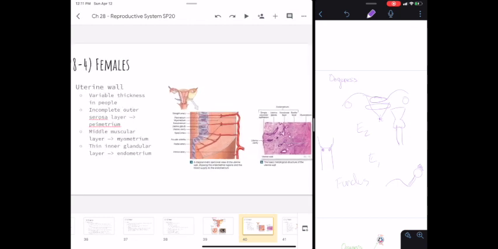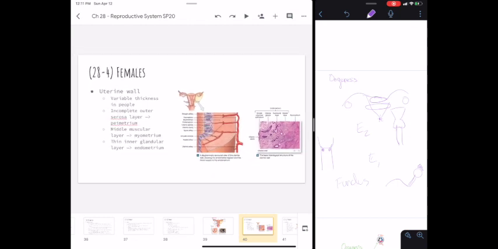All right, so uterine wall, let's talk about the importance of the uterine wall. It has variable thickness in people, and this can make a difference in how easy or how feasible it is to have a vaginal delivery. You have an incomplete serosal layer. I don't know the functionality of this, but my guess would be so that it can still receive hormonal signals from the vasculature surrounding the pelvic floor. That would just be my guess, but I'm not sure.